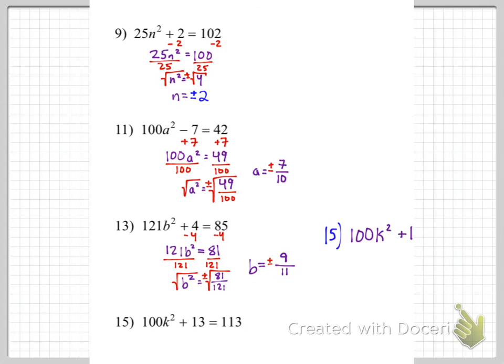For the last one, we first are going to subtract 13 from both sides. And then I'm going to divide by 100. Well, we get 1, but we're not done yet. We still need to do the square root, and don't forget plus or minus. So plus or minus, the square root of 1 is 1, and we have two solutions, positive 1 and negative 1.